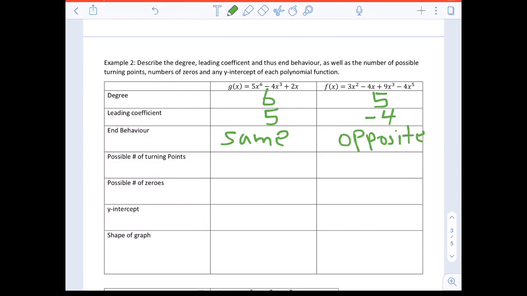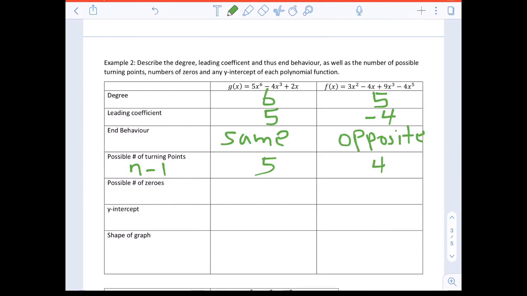That's what we're most interested in right now. Once we start sketching, we'll say, well, is it opposite going from top to bottom, or is it opposite going from the bottom to the top? Possible number of turning points. Well, we know that that's n minus 1 of the degree, which in this case is 5. For the one on the right, the degree was 5, so we have n minus 1, which is 4. So it could have 4 turning points.